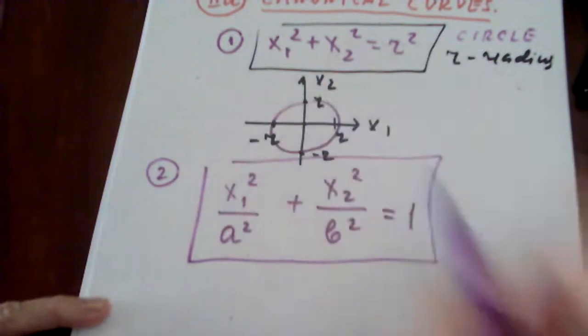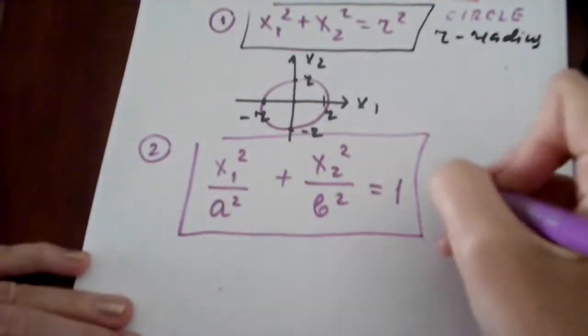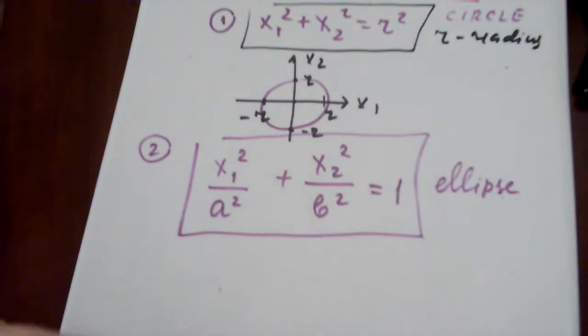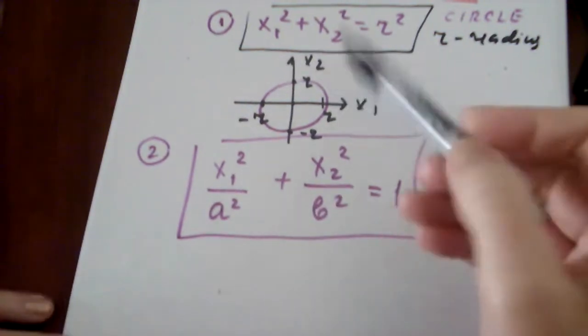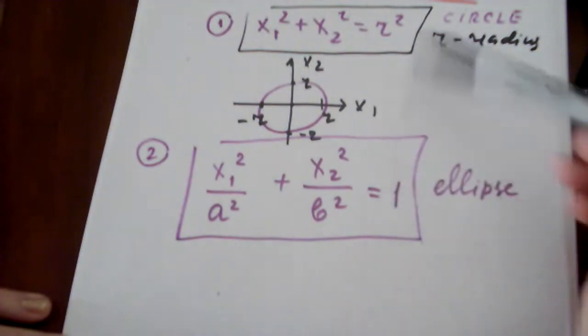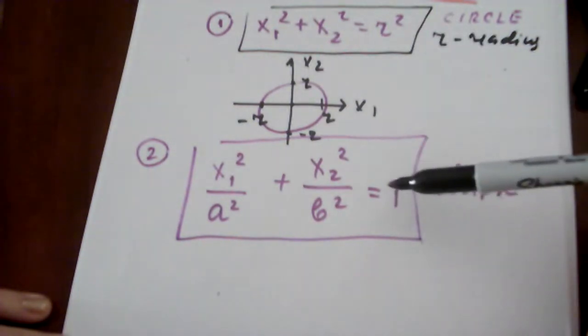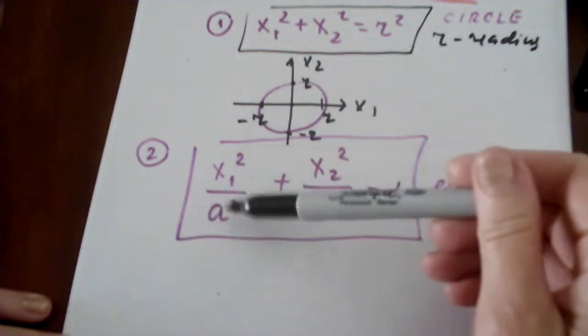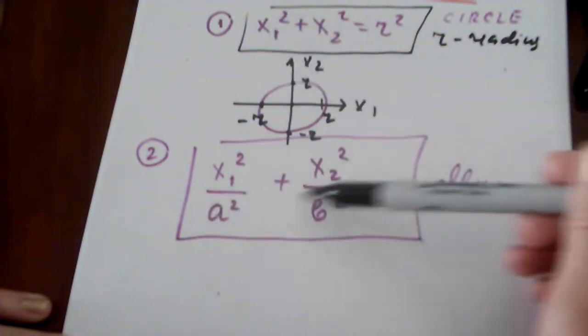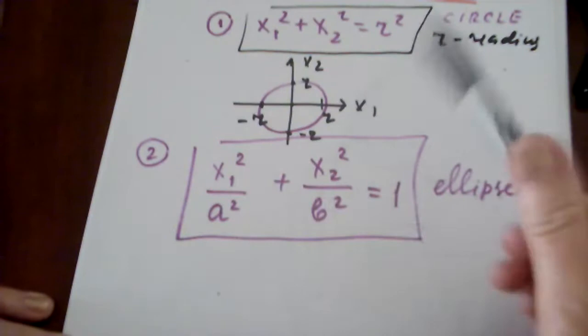So what is this curve? This curve is the famous ellipse. You can immediately see the difference. First of all, we have 1 on the right-hand side, and every term gets divided by these numerical coefficients.